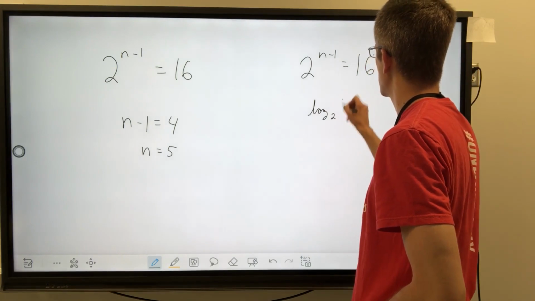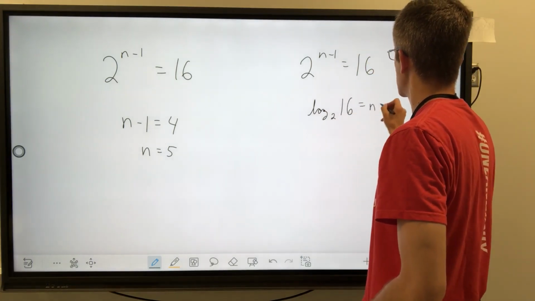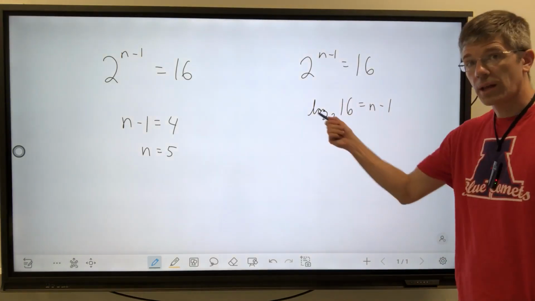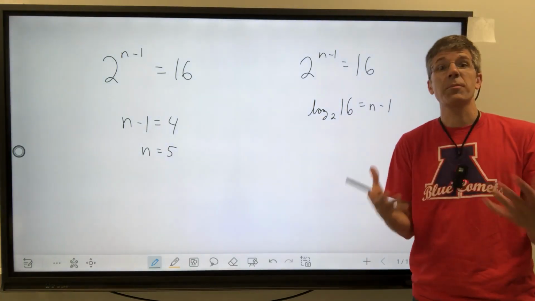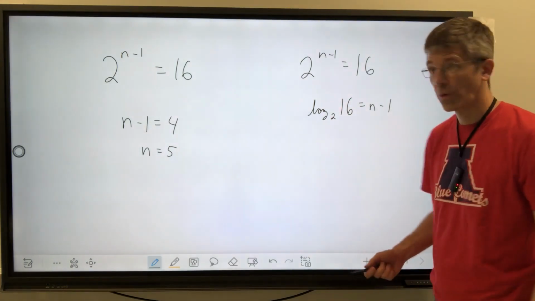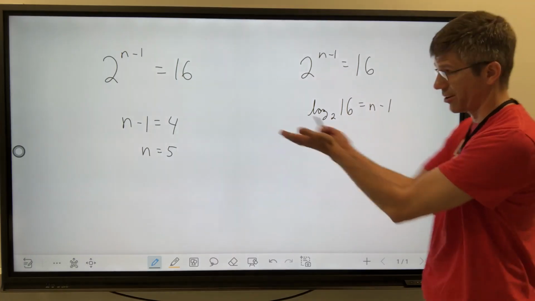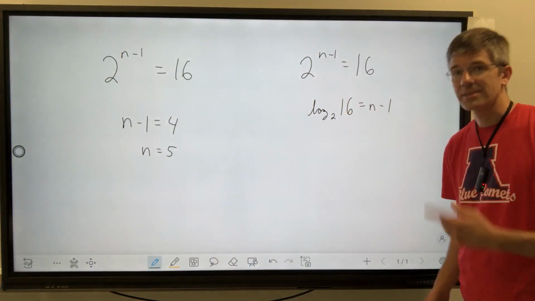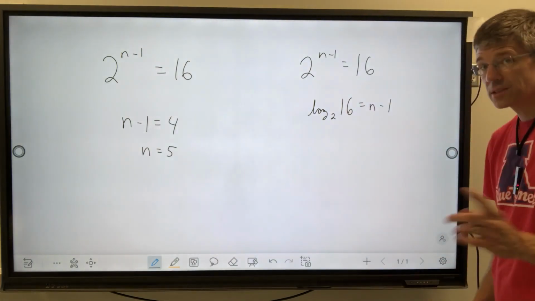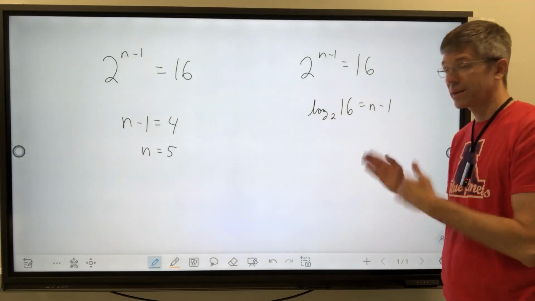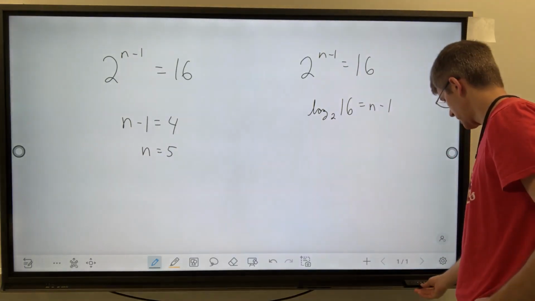Log base 2 of 16 equals n minus 1. This is exponential form. This is logarithmic form. And then I want to find out what log base 2 of 16 is, which is the same question I just posed. 2 to what power will give me 16, which is 4. So at this point, this is going to start looking a lot like that. But we want to figure out what log base 2 of 16 is if we don't know that it's 4. And some of them we can't do in our head. As we move on to the next problem, we can't. So we're going to need this process as we move forward.